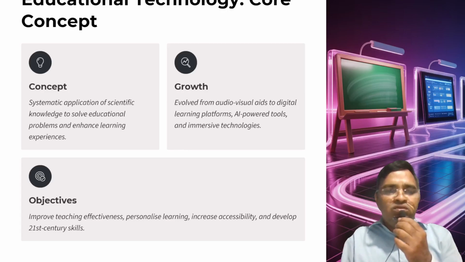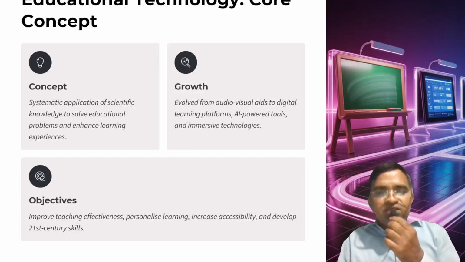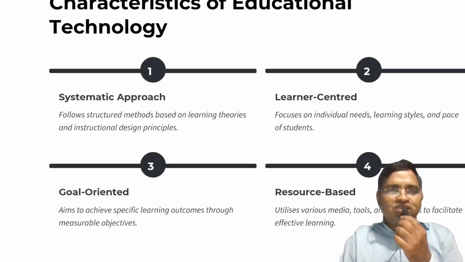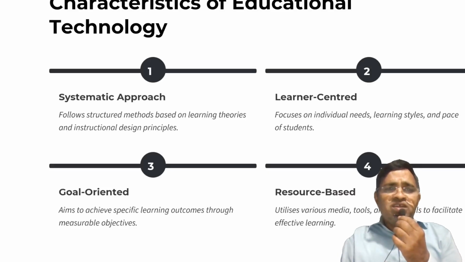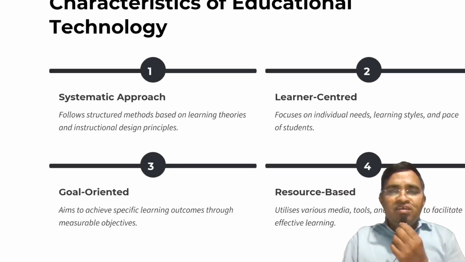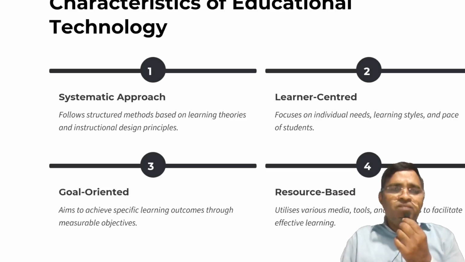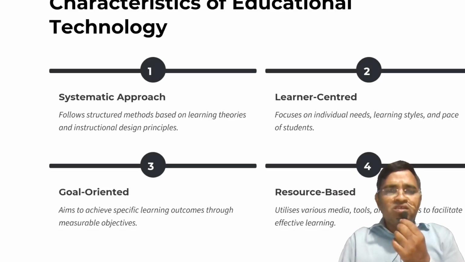Improving teaching effectiveness, personalized learning, increasing accessibility and development of 21st century skills. So, what are the characteristics of educational technology? It is a systematic approach. It is a learner-centered approach. It is goal-oriented and resource-based. What is a systematic approach? It follows certain structures, methods, learning theories and instructional design.